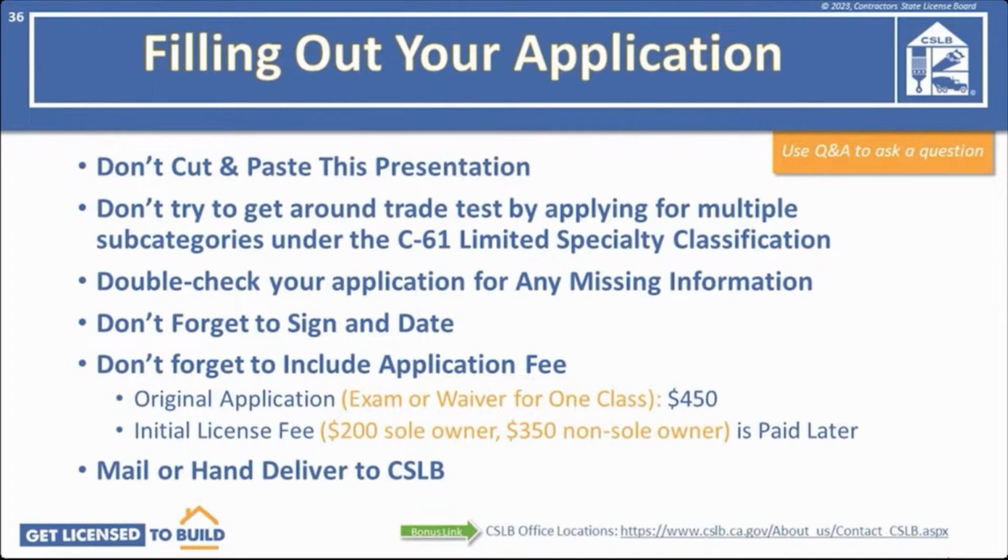They've got 2 pieces of advice. First, don't cut and paste from this presentation. Also, don't try to get around having to take a trade test by applying for multiple subcategories under the C61 Limited Specialty Classification. Okay, that is the content you'll need to fill out your application. Before getting it to CSLB, double check it to make sure you didn't miss anything. Be sure to sign and date it as well.